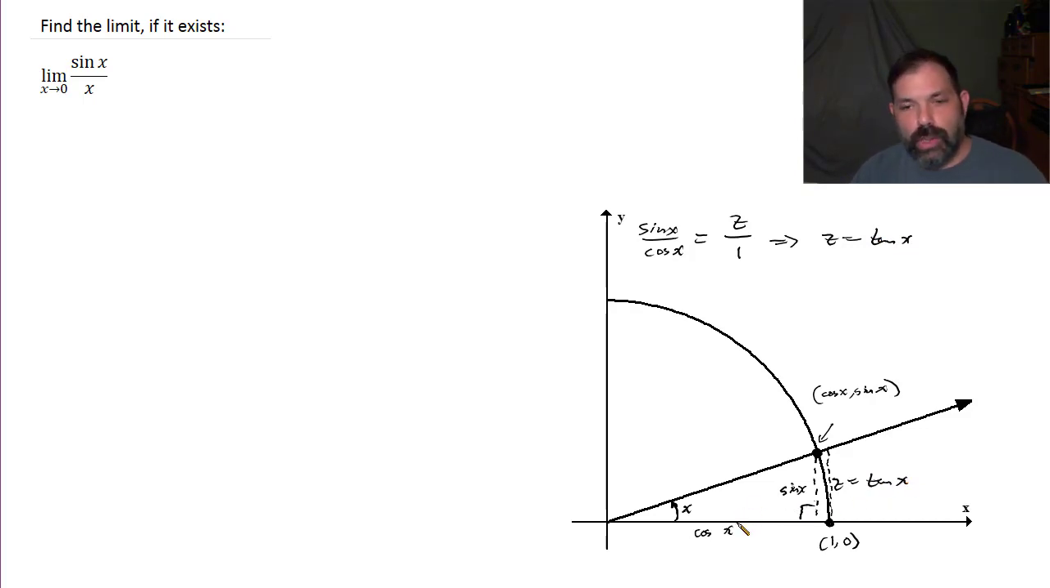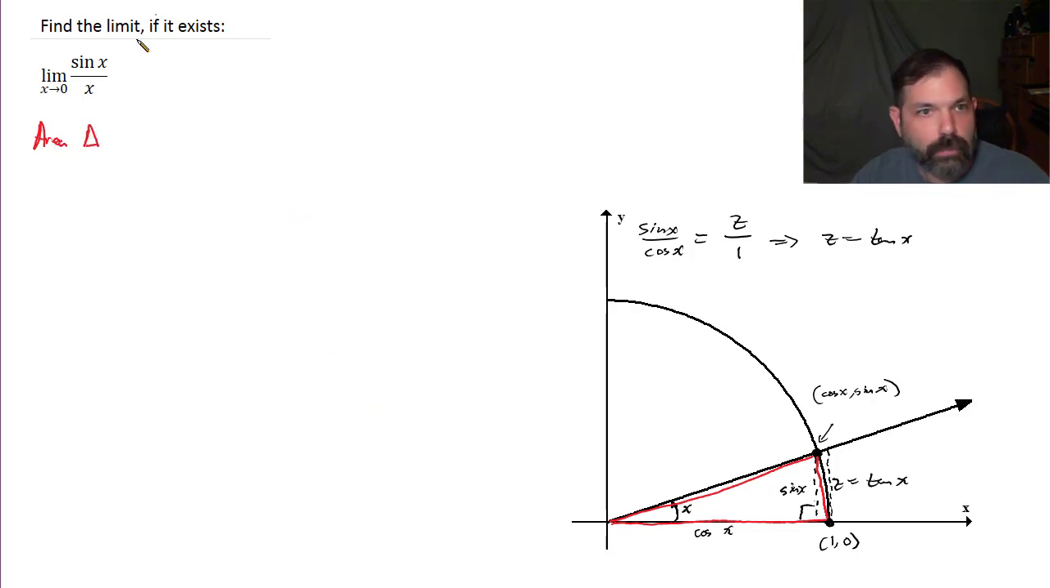So now what I'm going to do is make a geometric argument using these ideas. The first thing I'm going to do is define a few shapes. The first shape is this triangle. I have a triangle that goes along the ray, and from the point cosine x, sine x connects straight to the point 1, 0, and then goes back to the origin. So I've got that triangle, and I want to find the area of it.